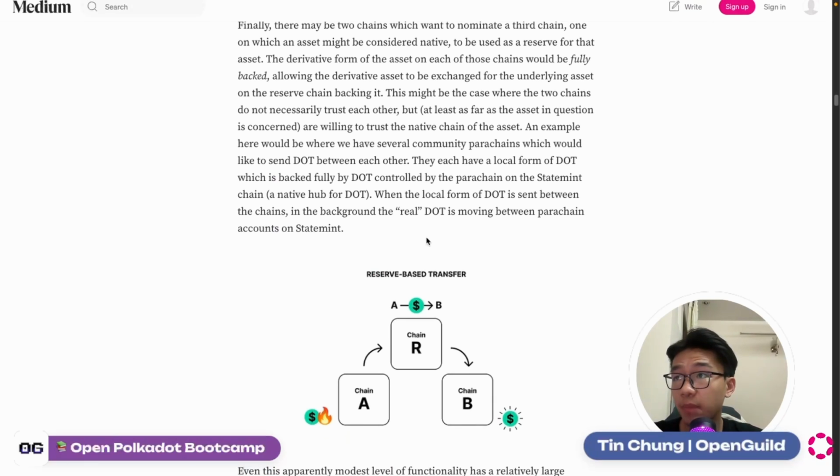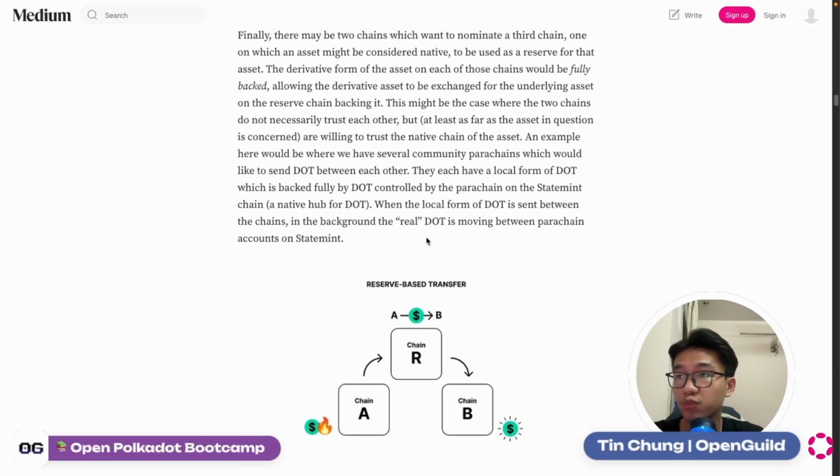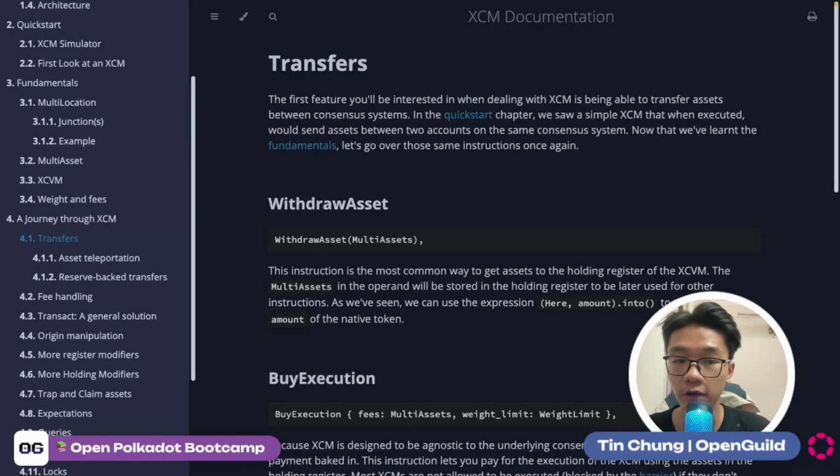Then finally, there may be the case where two chains would want to nominate a third chain, one on which an asset might be considered native, to be used as a reserve for the asset. And as usual, after we learn about the theory, we're going to move to the code. In this section, we're going to learn how the XCVM, the XCM's virtual machine, combines the instructions and then executes them to support the initial use cases that we just mentioned.